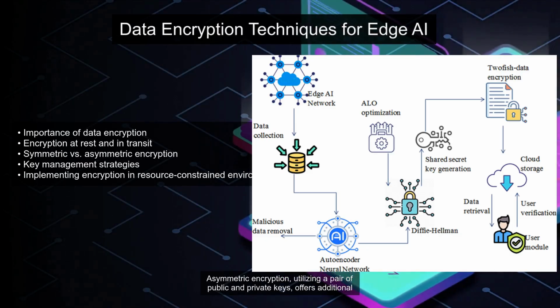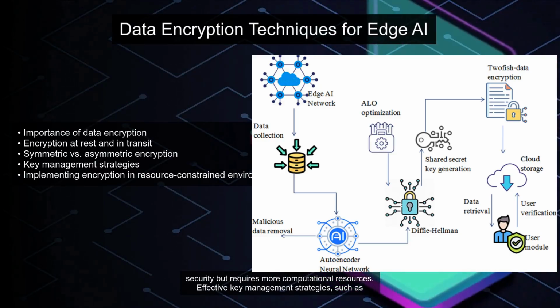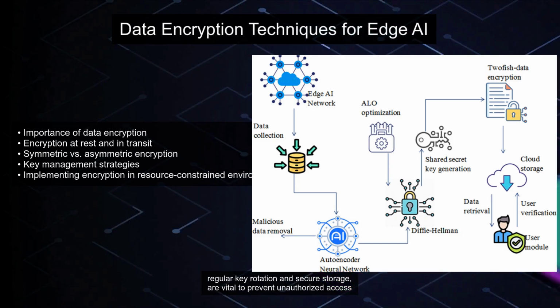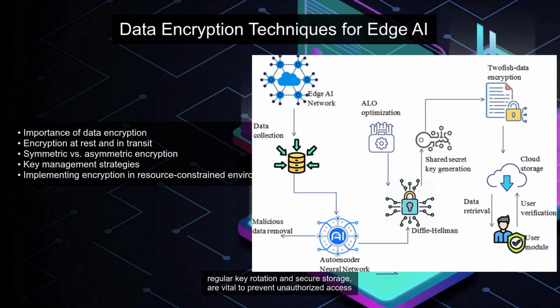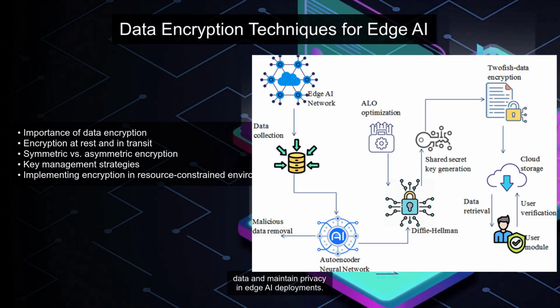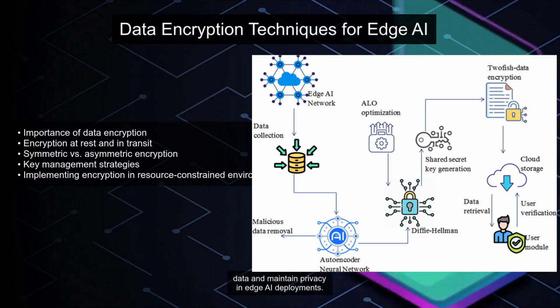Asymmetric encryption, utilizing a pair of public and private keys, offers additional security but requires more computational resources. Effective key management strategies, such as regular key rotation and secure storage, are vital to prevent unauthorized access to encryption keys. Implementing these encryption techniques is essential to protect sensitive data and maintain privacy in edge AI deployments.